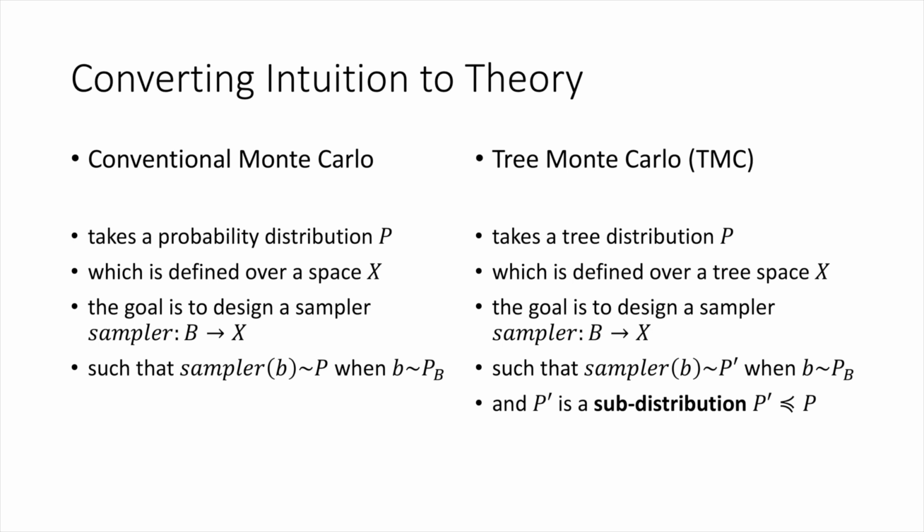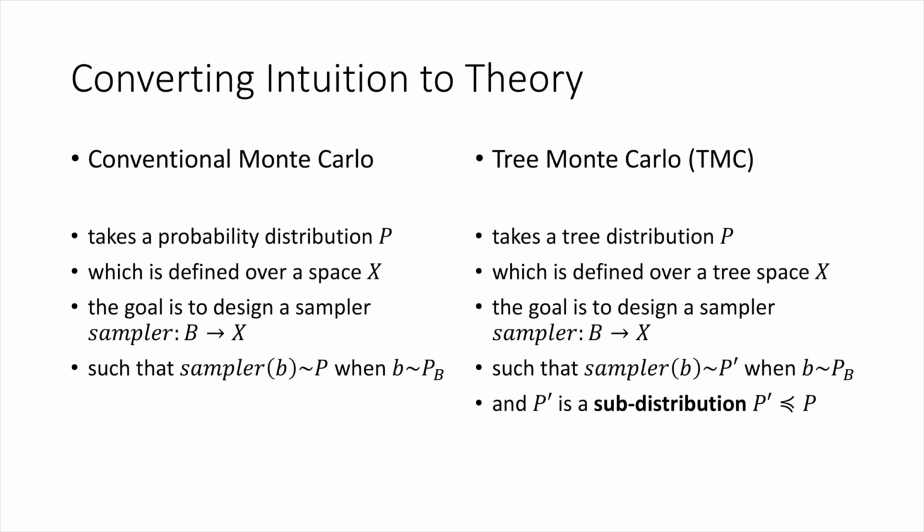Now let's introduce our novel concept, tree Monte Carlo. Similar to conventional Monte Carlo, tree Monte Carlo takes a tree distribution P defined over a tree space X. The goal is to design a sampler that maps from a randomized source space B to X, such that when we sample from the distribution P_B, the output of the sampler follows a subdistribution P' of the target distribution P.